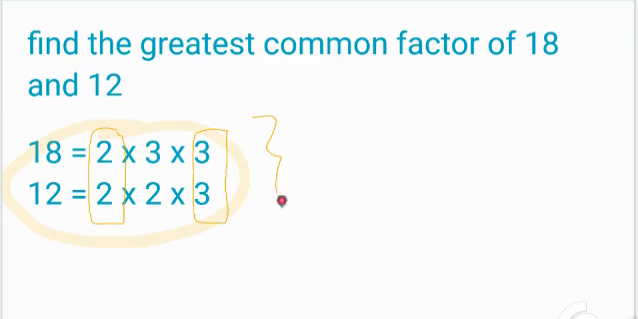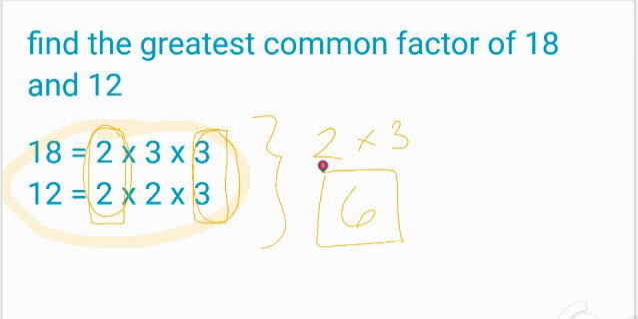So because they share this 2 and this 3, we know that the greatest common factor is 2 times 3, which is 6. So the greatest common factor of 18 and 12 is 6.